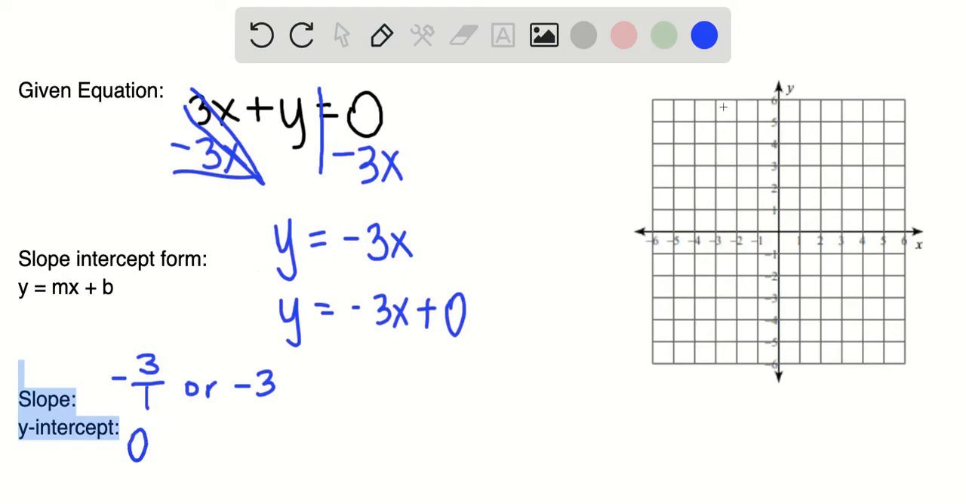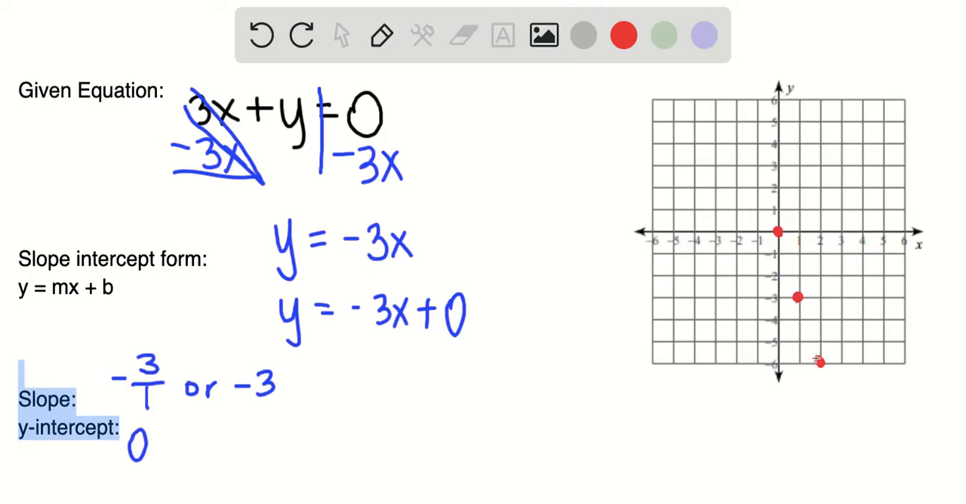So let's go ahead and start graphing. The very first thing we're going to do is graph the y-intercept, and that's at 0. And then from the y-intercept, I'm going to use my slope. Since it's a negative 3 over 1, that means I'm going to rise negative 3 and then run 1. So from my y-intercept at 0, I'm going to go down 3, 1, 2, 3, and run 1 to the right. You can continue showing this pattern, down 3, 1 to the right.